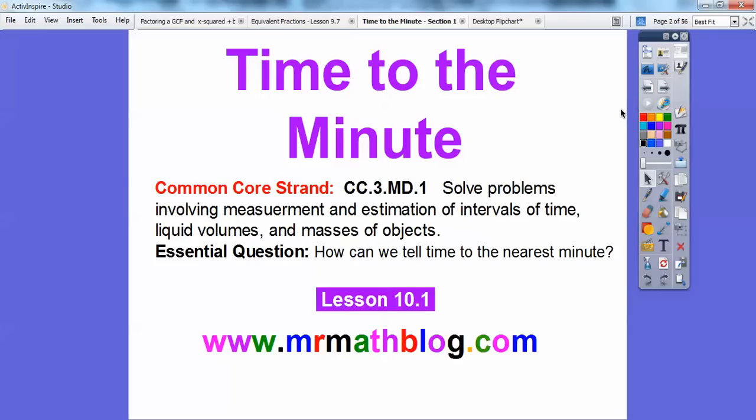Okay, so here's our Common Core strand here. And we're going to solve problems, in this case, using the intervals of time here. So how can we tell time to the nearest minute? That's what this lesson's all about.